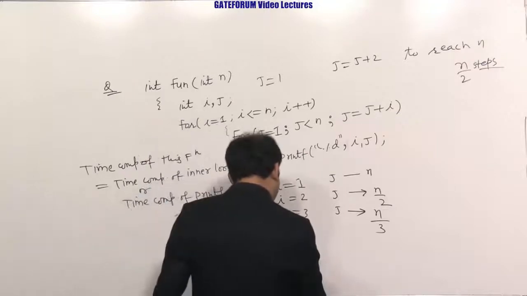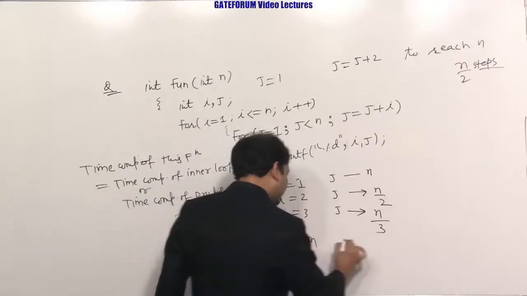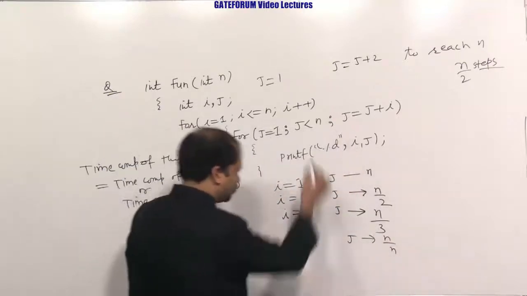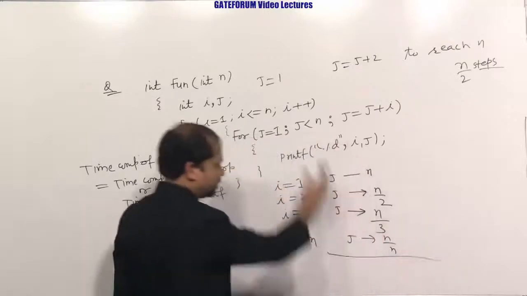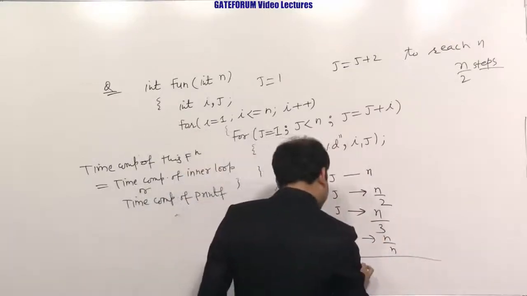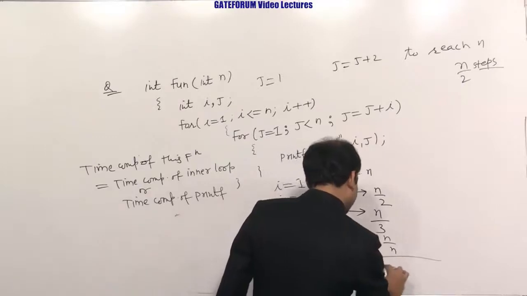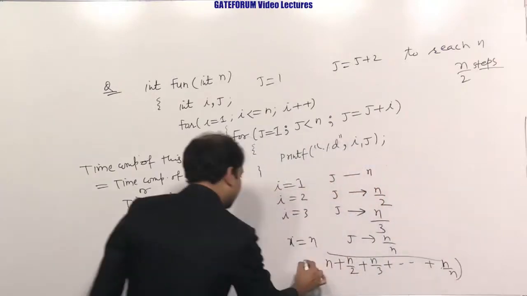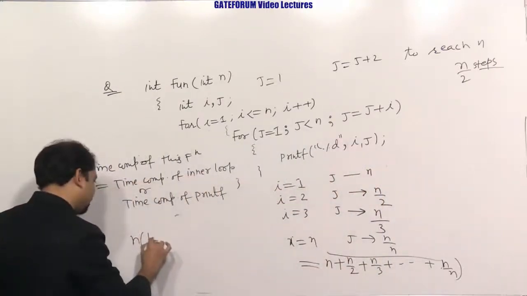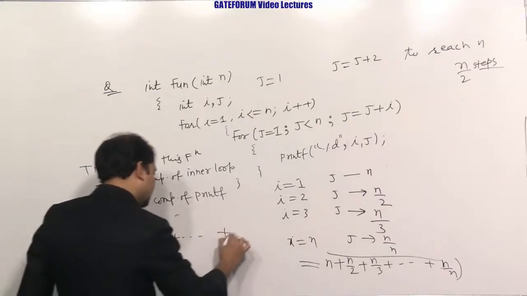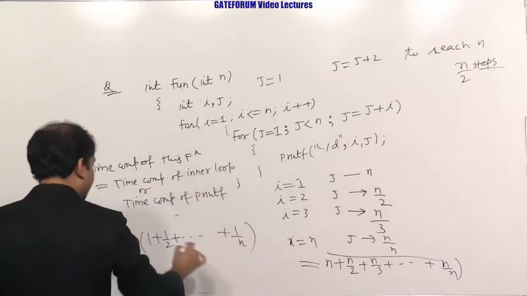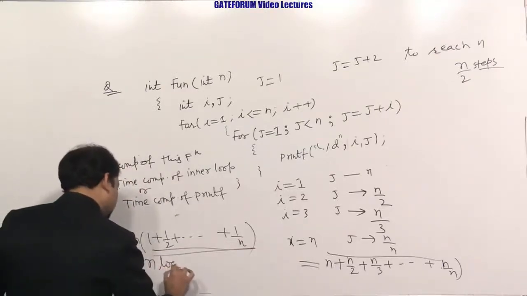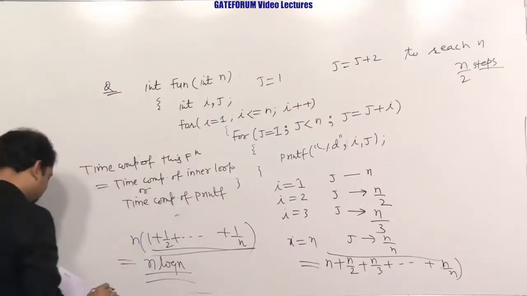Similarly, when i is n, j will run n by n times. So the total sum of the inner loop is n plus n by 2 plus n by 3 plus up to n by n. If you solve, this is n into (1 plus 1 by 2 plus up to 1 by n), and this is equivalent to log n. So n log n is the time complexity. So the answer here is C.